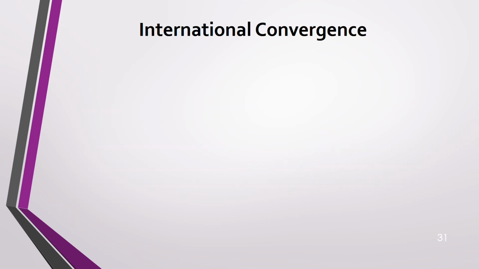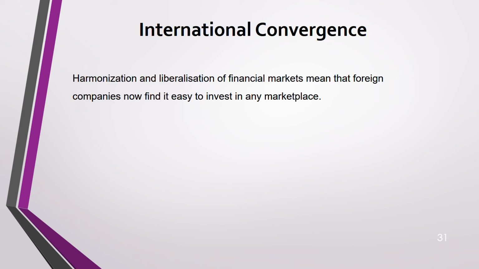Now coming to international convergence. I think this is the last topic out of the 5 points that we were going to focus on. In international convergence, we are going to study 2 things, OECD and ICGN. It is there in your syllabus, you need to go through these 2 things.